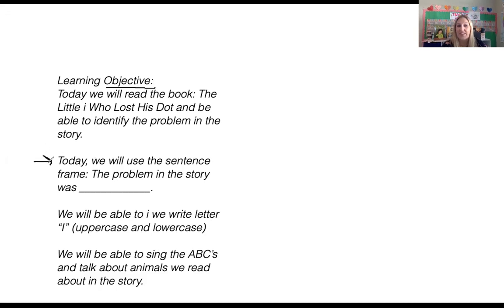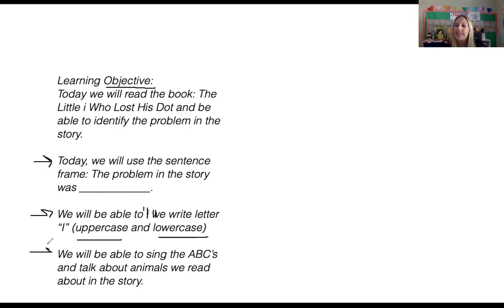Today, we are also going to be able to use a sentence frame when we talk, and all of us will have a chance to say, the problem in the story was blank. So put on your thinking caps. We will also be able to write the letter I, uppercase and lowercase. And I want to hear all of you sing the ABC song. I can't wait to hear you sing the ABC song.